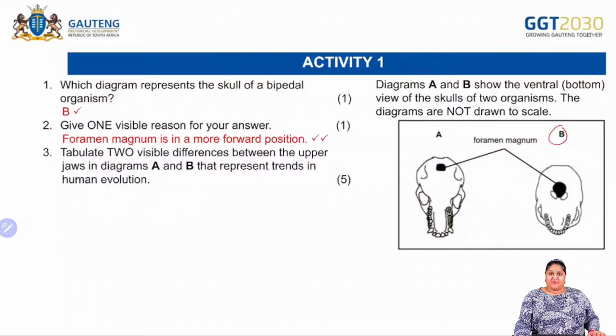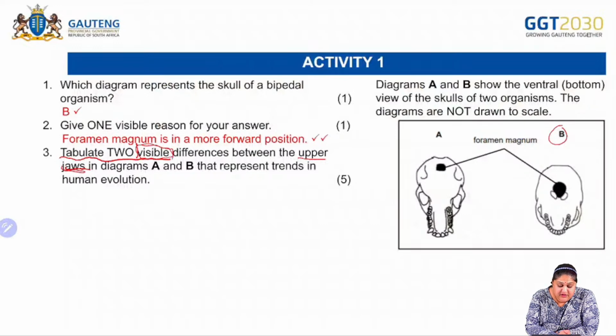Now we come to a tabulate question. Tabulate two visible differences. Those three words are the most important, because they're telling us what we need to do. We need to construct a table. We need to have two differences, but they need to be visible. And differences of what? It's between the upper jaws in diagram A and B.